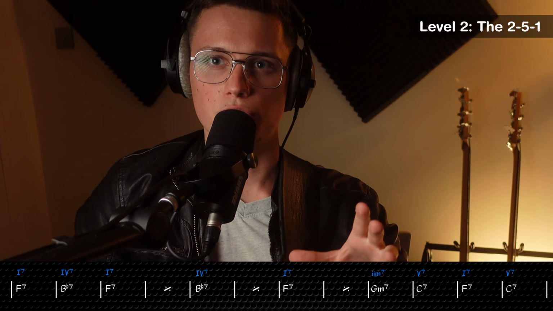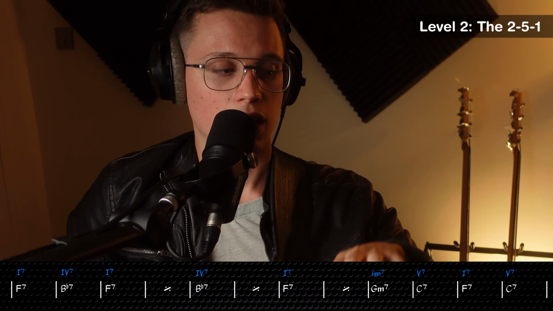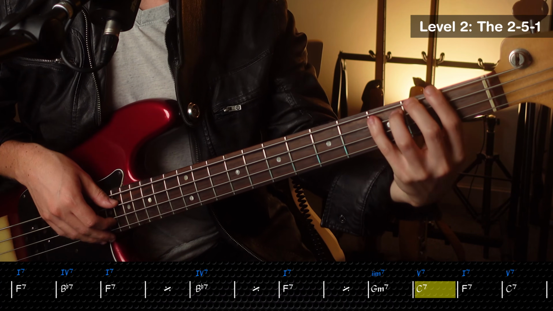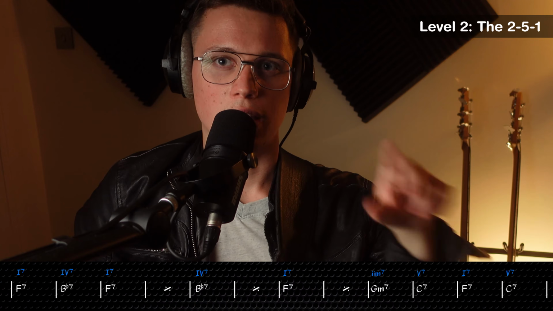So here's how this blues form would sound. I'm going to start on bar 7, and this is where I'm going to add in a G minor 2 chord and a C7, the 5 chord on bars 9 and 10. Have a listen to this.